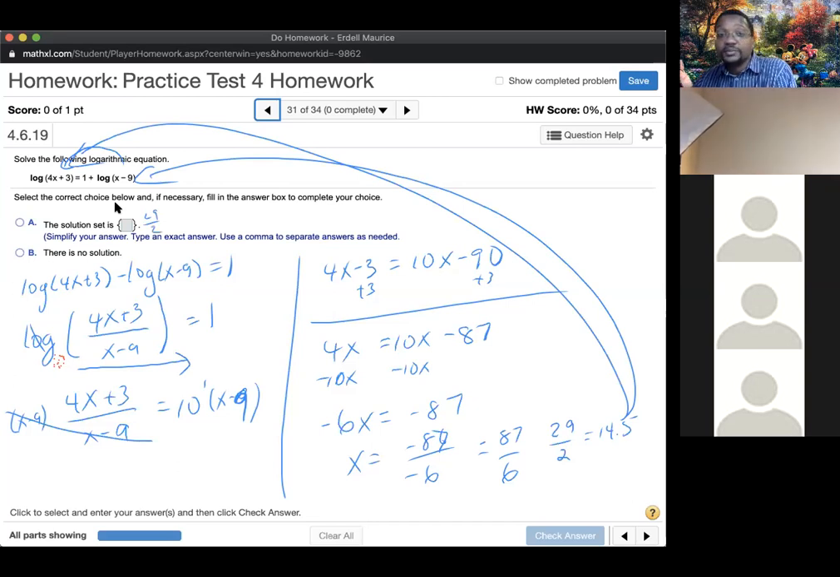If, for example, the 14.5 did not work out, and one of those logs became negative, then you have to take solution B, saying there is no answer to the problem. That's why they have that A and B there, because sometimes they have no answer.